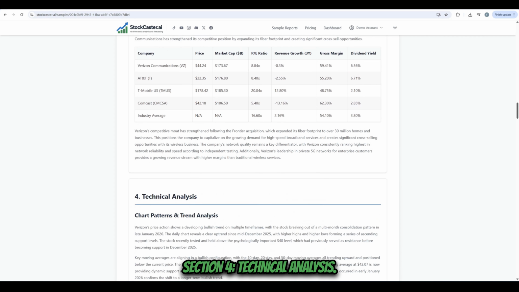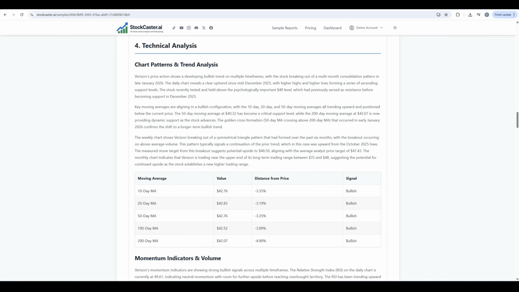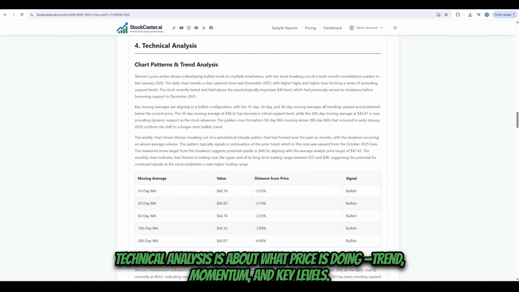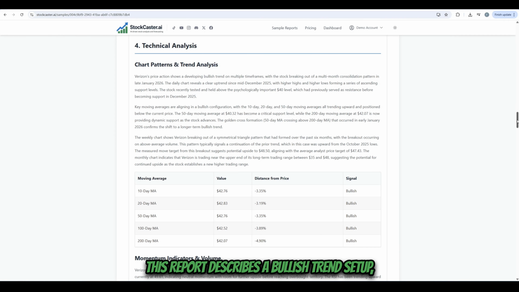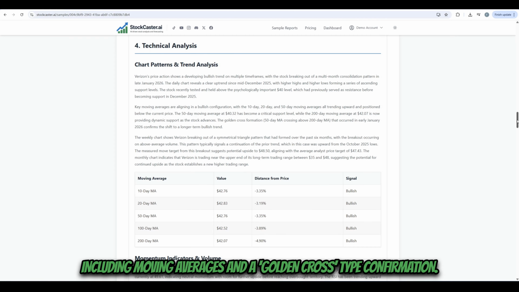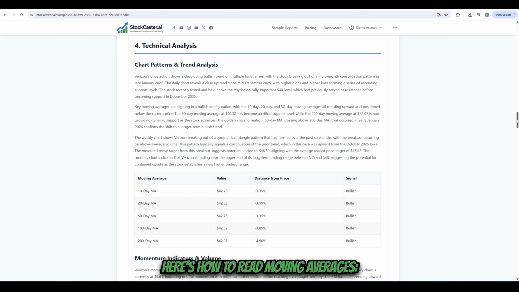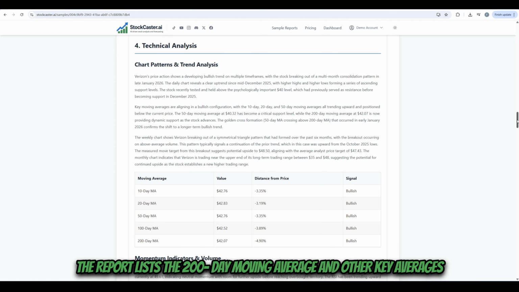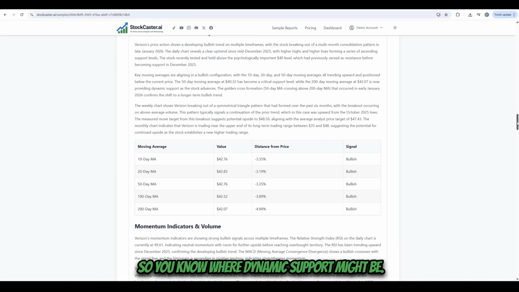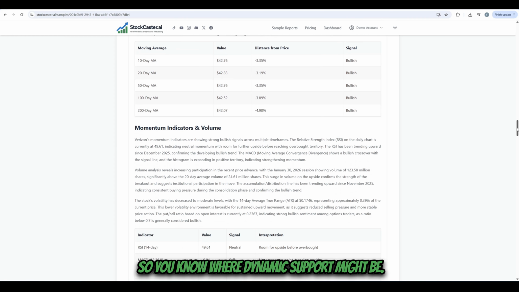Section 4. Technical analysis. Technical analysis is about what price is doing: trend, momentum, and key levels. This report describes a bullish trend setup, including moving averages and a golden cross type confirmation. Here's how to read moving averages. If price is above rising moving averages, that's generally bullish structure. The report lists the 200-day moving average and other key averages so you know where dynamic support might be.